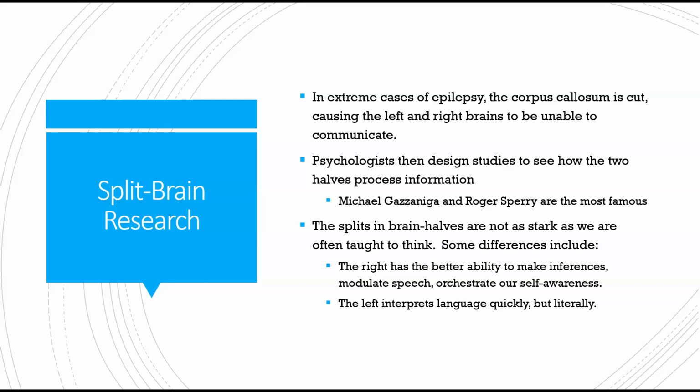Scientists are then able to design studies to help better gauge what each half of the brain can do that is unique from the other. These differences are not nearly as distinct as popular culture would have you believe. There is no such thing as a left brain or a right brain person, for example. But they do exist.